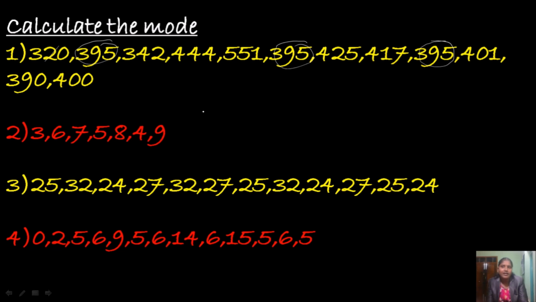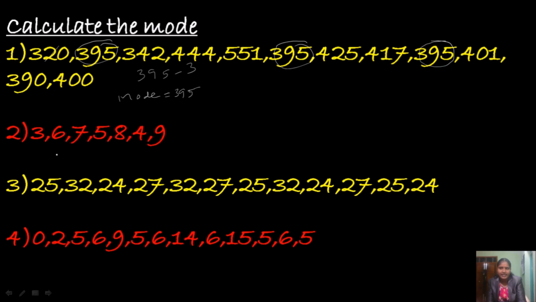So none of the values repeated more than once except 395. So here 395 repeats 3 times, and all the remaining values occur only once. So mode in this case is 395. So 395 is my modal value.